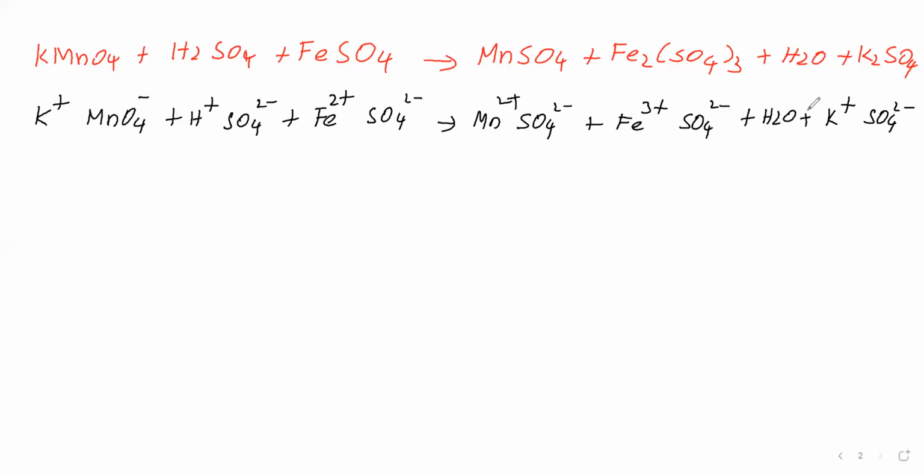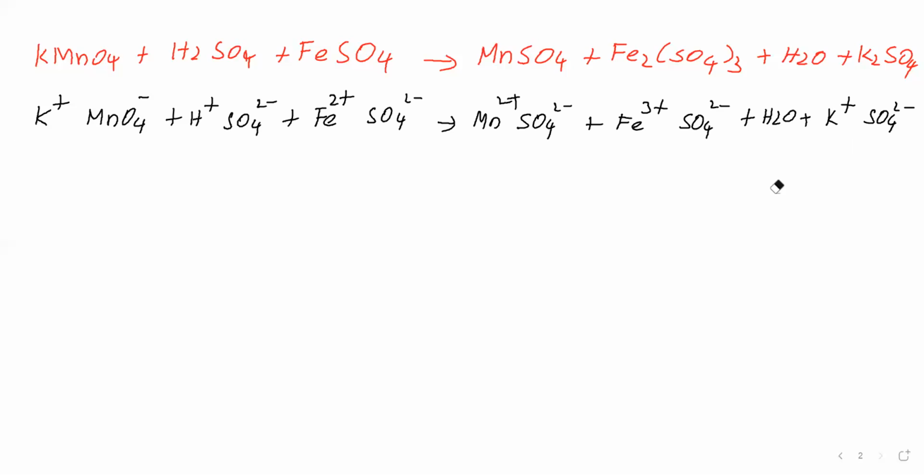Next, cancel the spectator ions. Spectator ions are those which have the same oxidation number in the reaction, that means which are not involved in the chemical reaction. Which ones? That we will see. Here you see K plus.